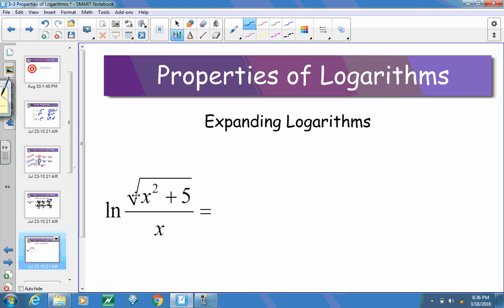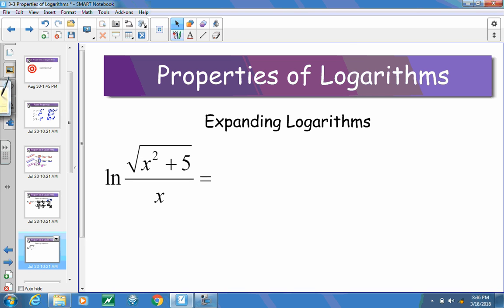Here's another one. So I've got a couple different things that are happening. This time I'm dealing with a natural log. All these properties hold true for natural logs as well. So when I look at this natural log here, I see that square root. What I'm going to go ahead and do here is rewrite this using a power.